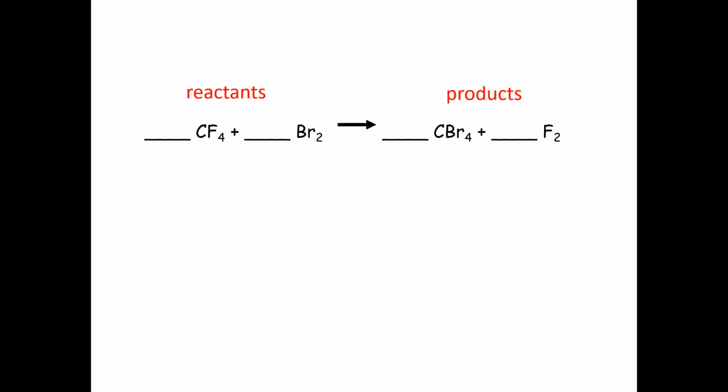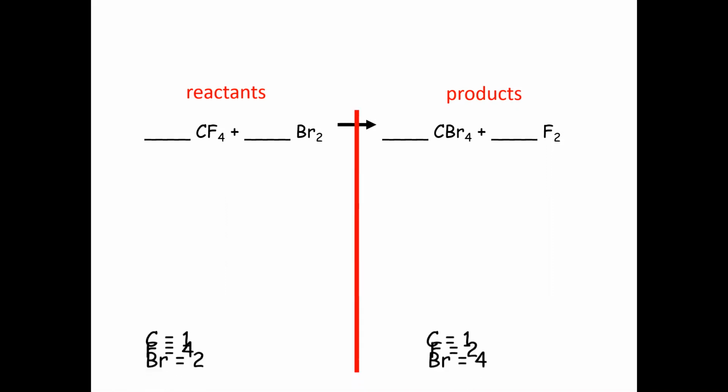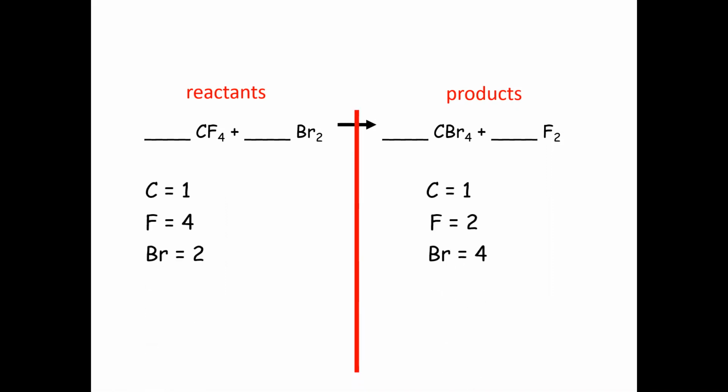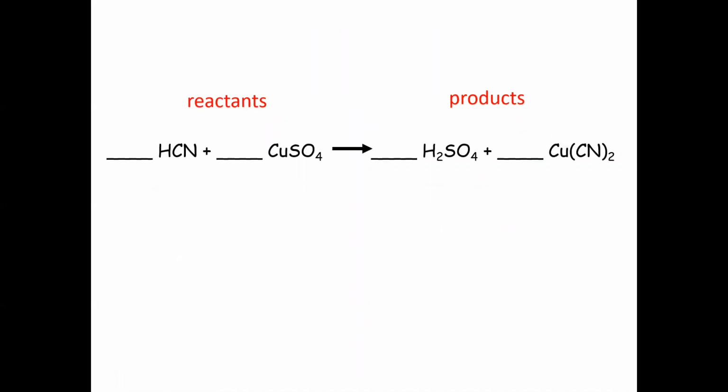Right, next one. Separate the reactants and products. Again, provide a tally. If you put a 2 in front of bromine there, you can see now you've got 2 times 2, which is 4. And then if you put a 2 in front of fluorine here, you can see now you've got 2 times 2, which is 4. And fluorine is also balanced. So you can see that you've got 1 carbon on both sides, 4 fluorines on both sides, and 4 bromines on both sides. Your equation is now balanced. So, next one. Again, same idea.